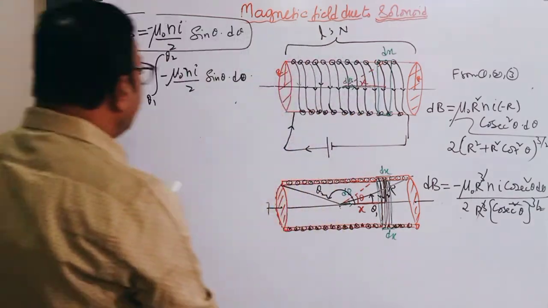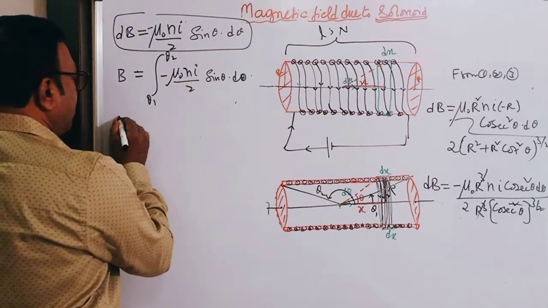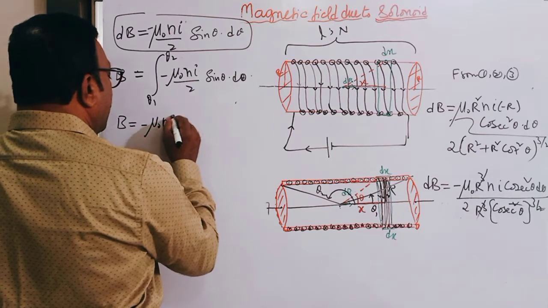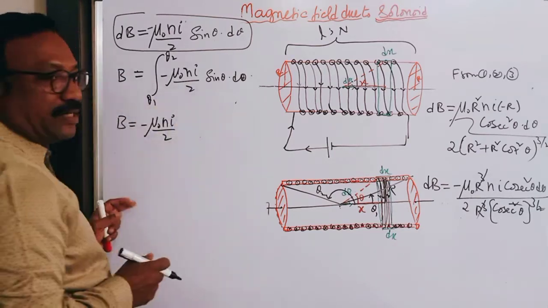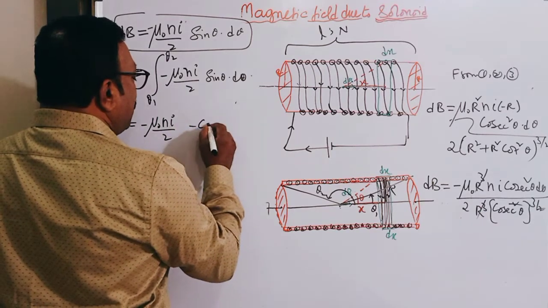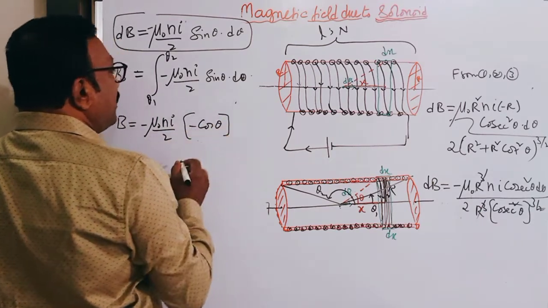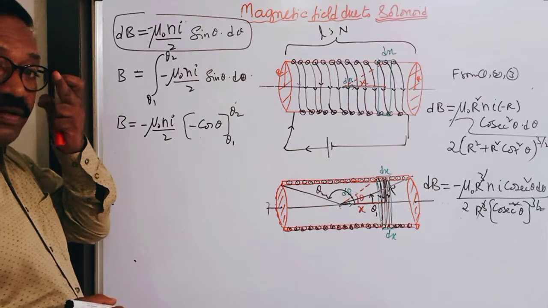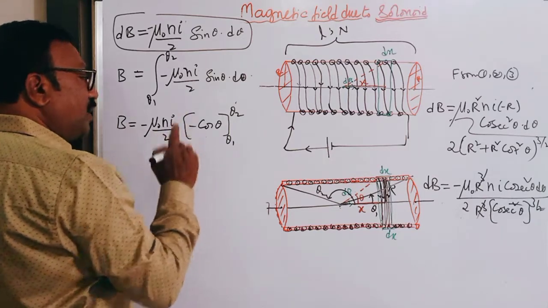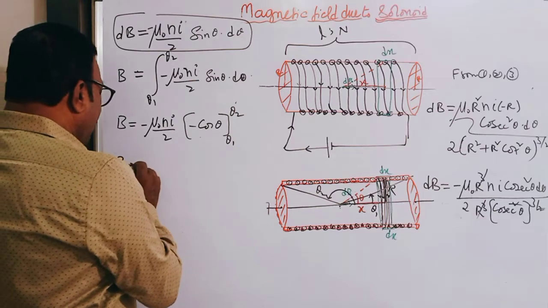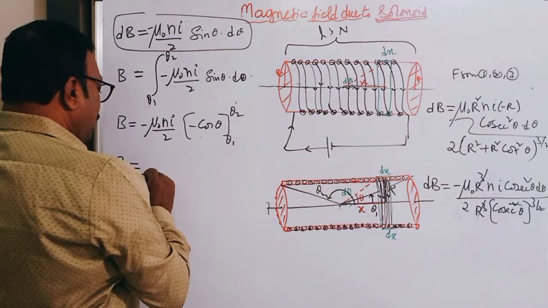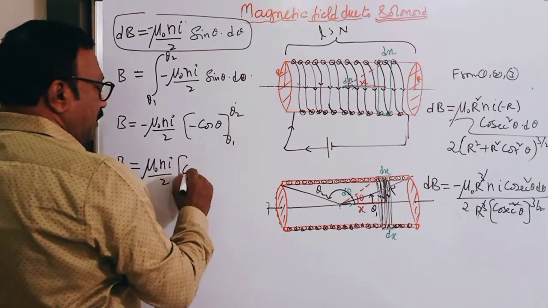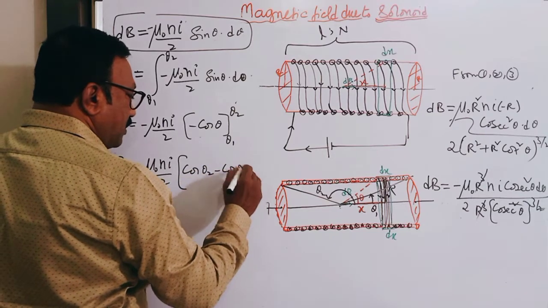Here mu naught, n, and I are constant, so I will take them out of the integration. So minus mu naught nI by 2, then I have the integral of sine theta d theta, that is nothing but minus cos theta, with limits from theta 1 to theta 2. Integration is completed, so minus into minus becomes plus. Only for cos theta do I have to apply the limits. Therefore, the magnetic field at this point due to the total solenoid is mu naught nI by 2 into (cos theta 2 minus cos theta 1).